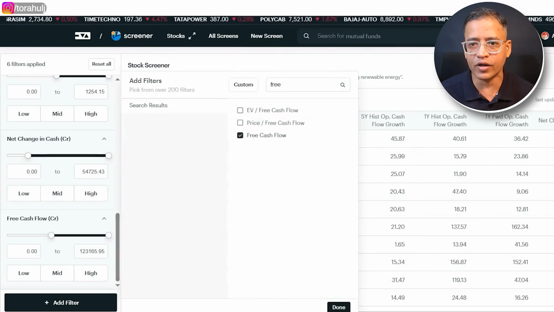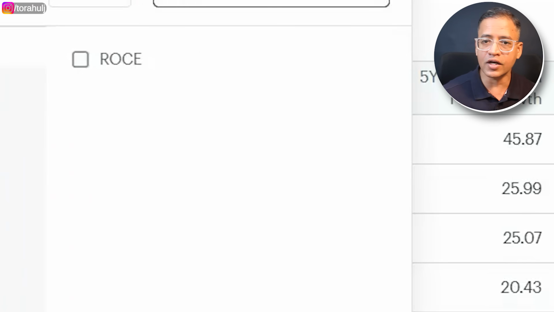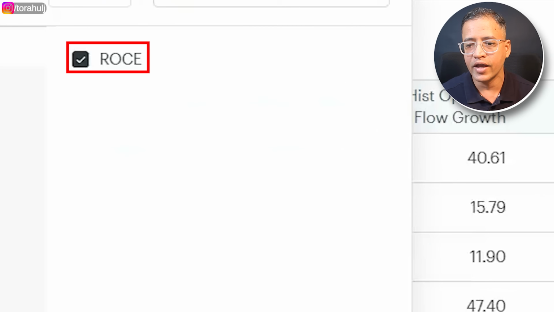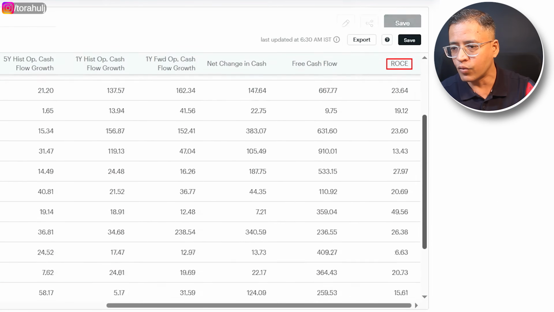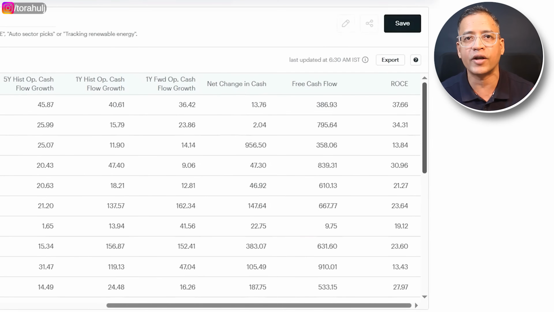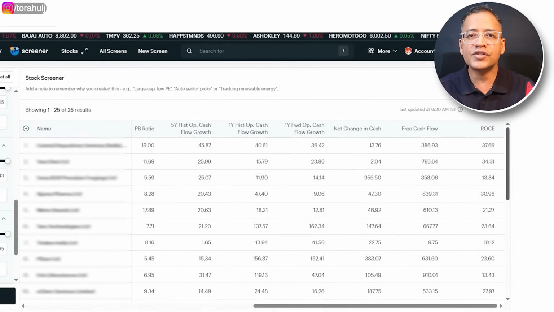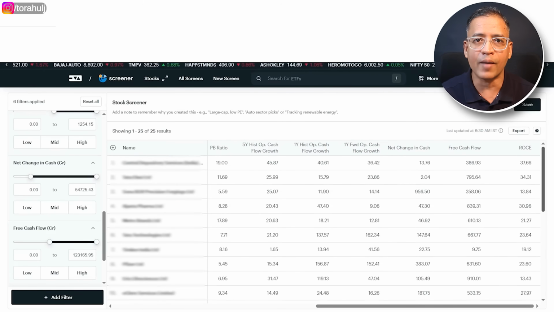For example, if I put another filter here and show you the ROCE of these companies, so return on capital employed, if I add that, what you note here to the right, all these companies have delivered very good ROCE numbers. Can you see? None of these are showing negative return on capital employed. Why? Because if a company is generating good cash, invariably they are generating good return on the capital employed.